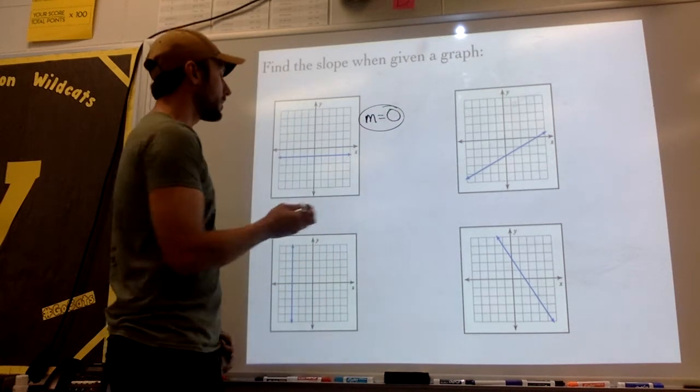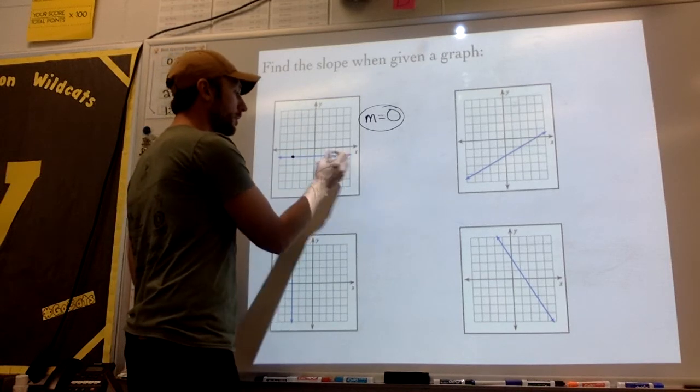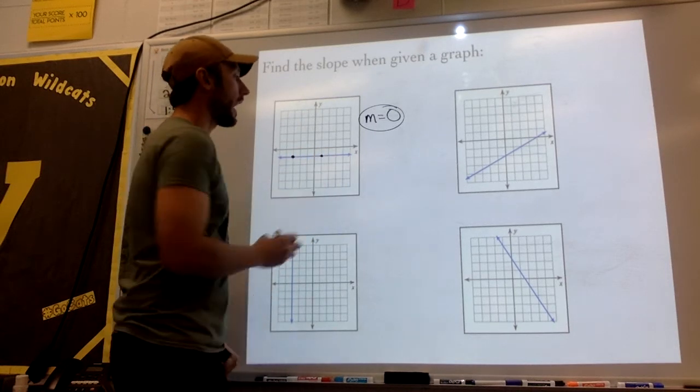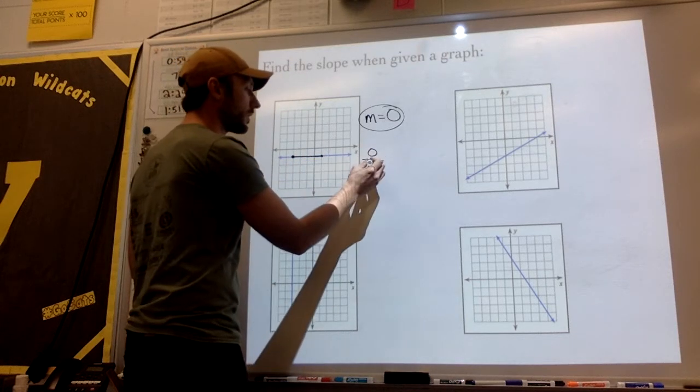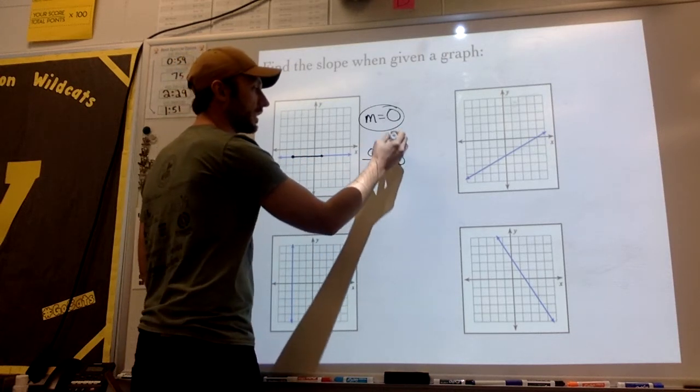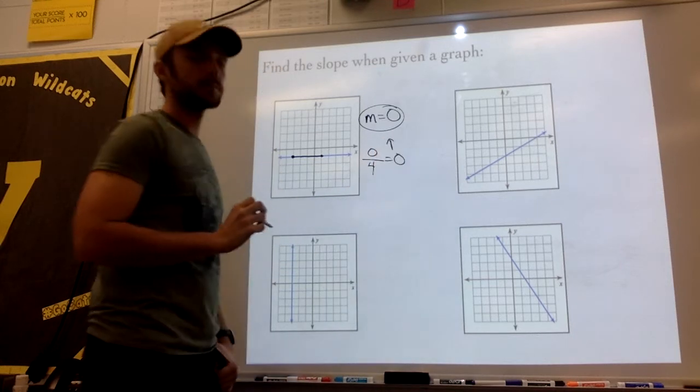You can also think of it, pick 2 good points. Pick a point there, pick a point there. How much would you rise up? 0. How much would you run over? 1, 2, 3, 4. Gives you the same slope, 0.